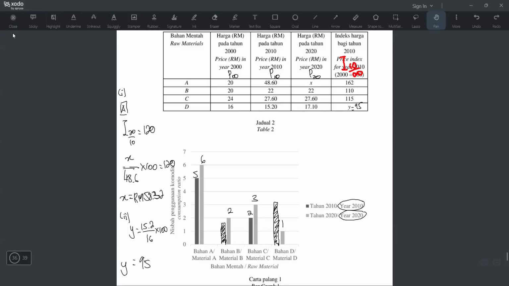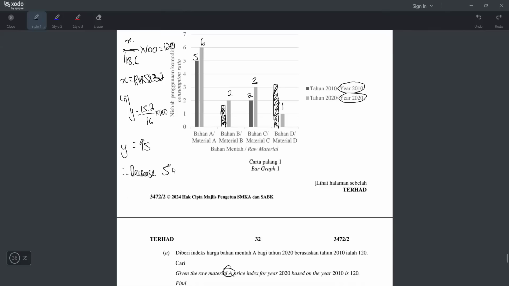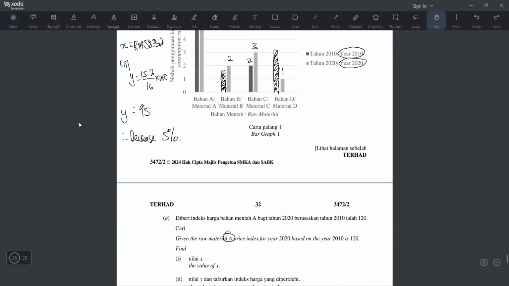But they got say interpret, right? Okay, so how do you interpret? You have to write like decrease or increase, all those things lah. Okay, so let's write down here. So the interpret is decrease. Okay, decrease 5%. So when you interpret, you have to always write increase or decrease.